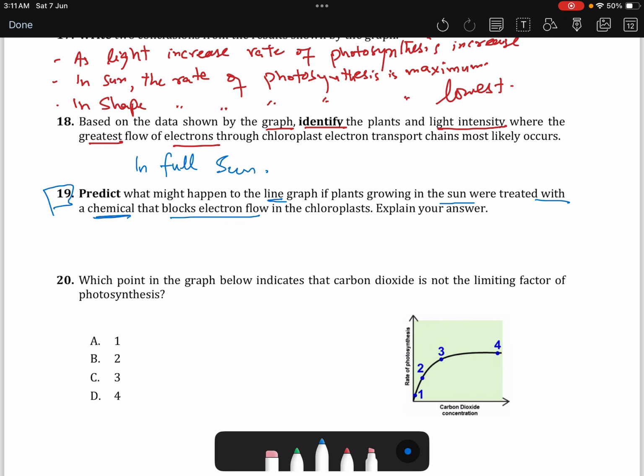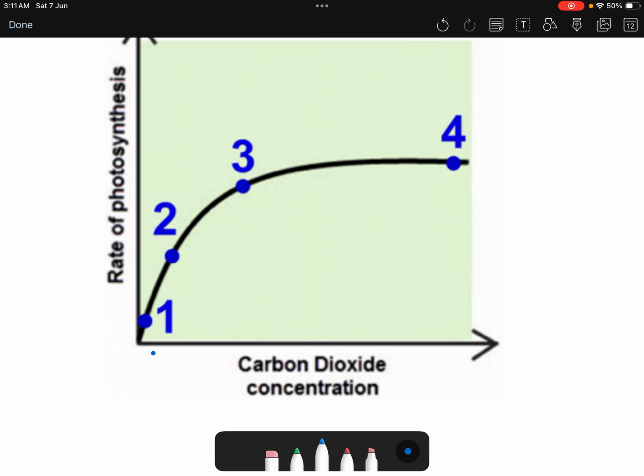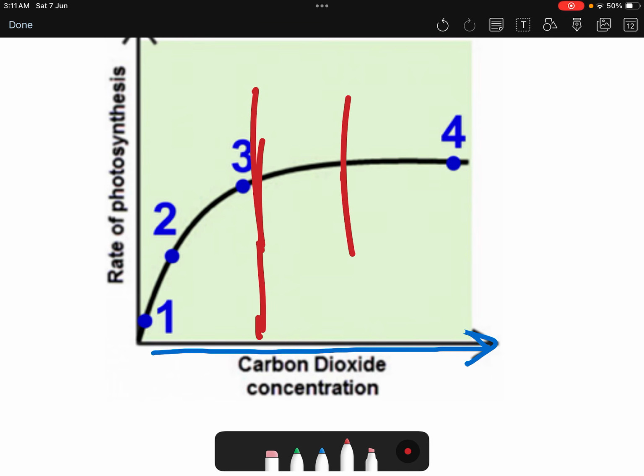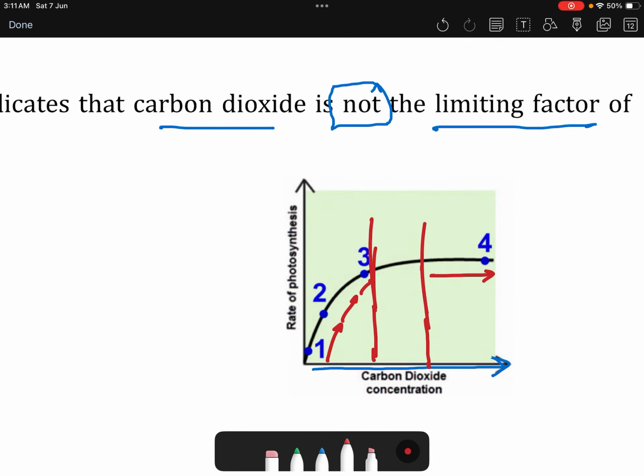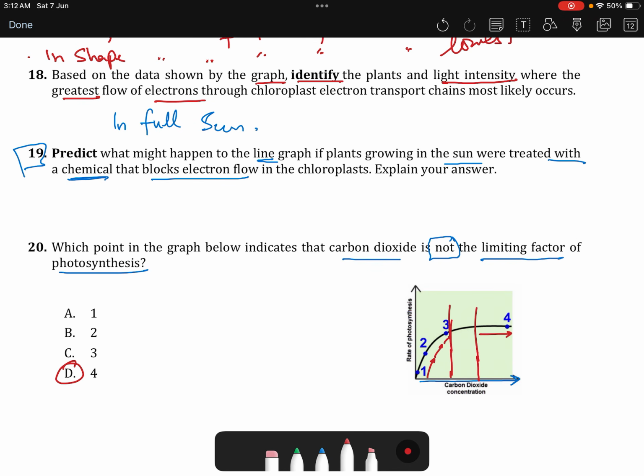Which point in the graph below indicates that carbon dioxide is not the limiting factor of photosynthesis? So how will you do it, as I told you, look, as you increase the carbon dioxide, the rate of photosynthesis is increasing. As long as it keeps increasing, it is increasing until here. As you increase, it's going up, going up, going up, but after that there is no change. Even if you are increasing it, there is no change. It means at this point the carbon dioxide is not a limiting factor.